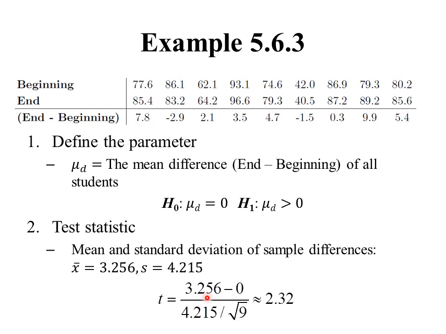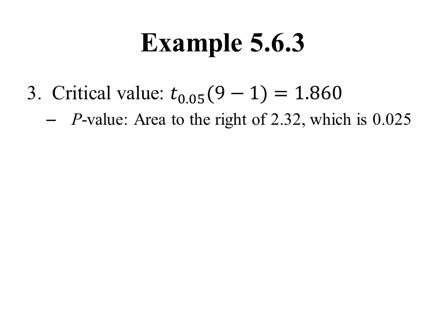And so now we calculate our test statistic using our formula. Here's our sample mean. Here's mu naught, 0. That's this number right there, over standard deviation divided by square root of the sample size. And so there's our test statistic, 2.32.